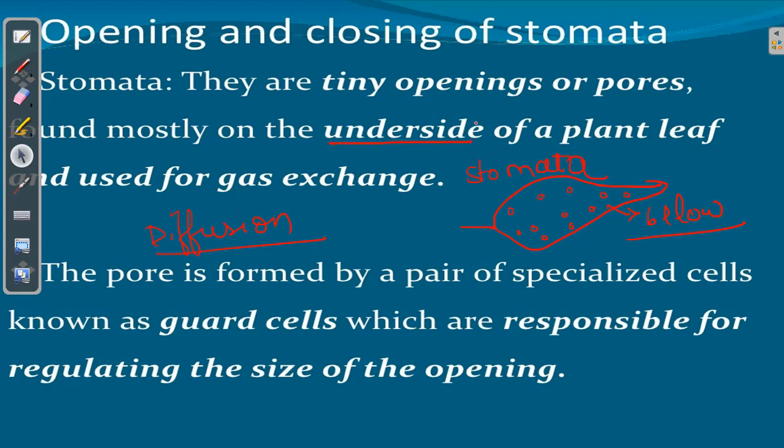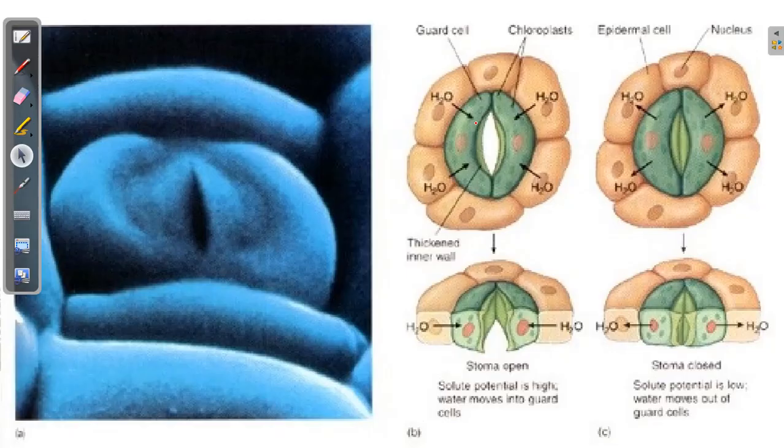Now, it is said that this stomata opens and closes. Okay, like this is the stomata, this is the stomata. So when you see the leaf under the microscope, you will find somewhat this structure. So these are the epidermal cells.